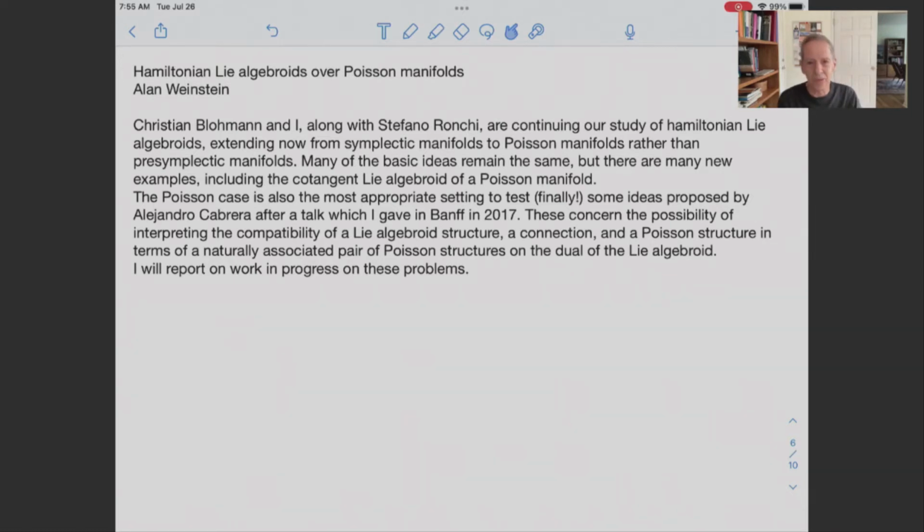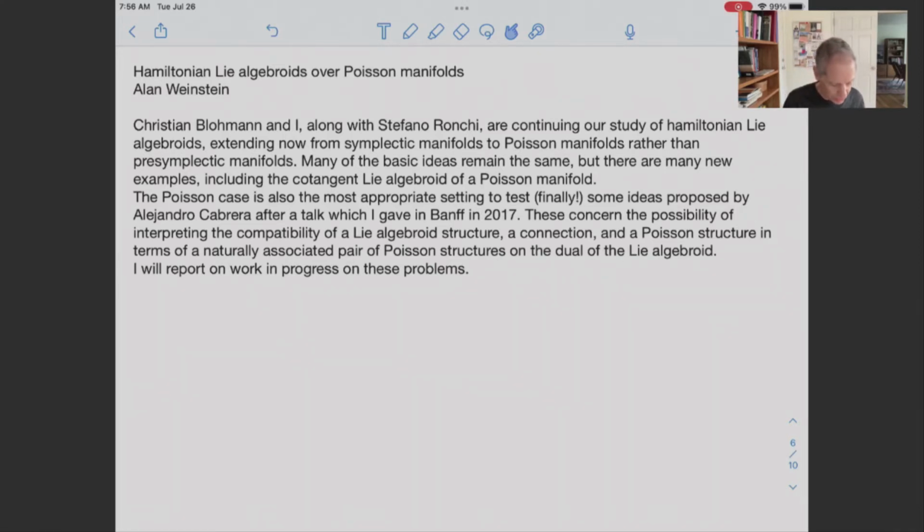So anyway, the beginning of all this was the master's thesis that Stefano Ronchi wrote at Bonn with Christian Blohmann, which took off from some earlier work that Christian and I did on setting up the notion of Hamiltonian Lie algebroids. And we did it over presymplectic manifolds. The eventual aim was to apply this to the initial value problem of relativity, the initial value equations for Einstein's equations, but we never actually made it there. And that's still an open issue.